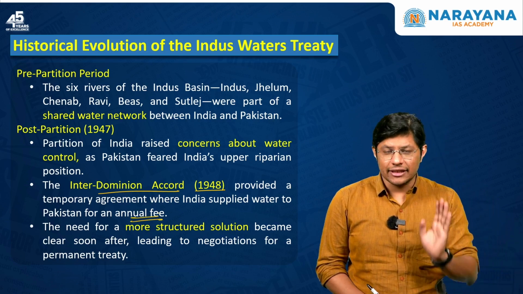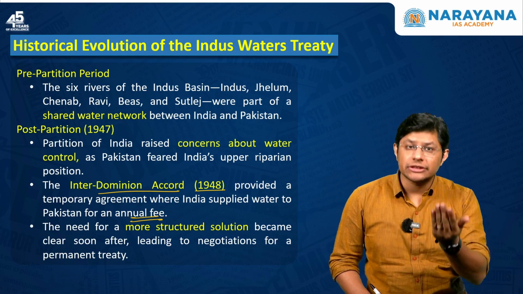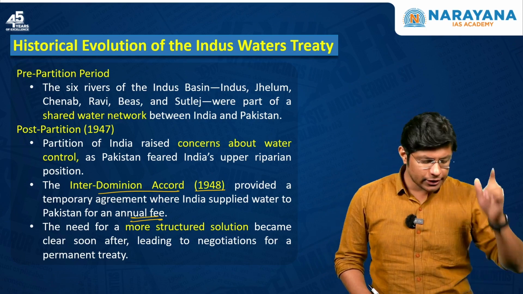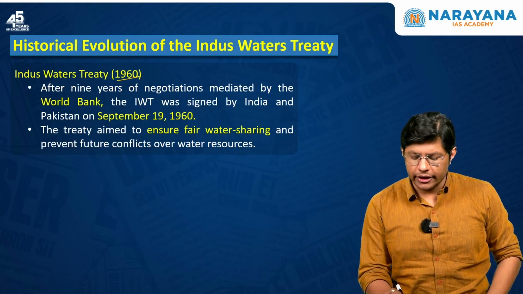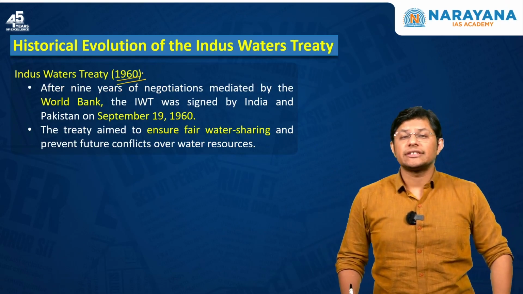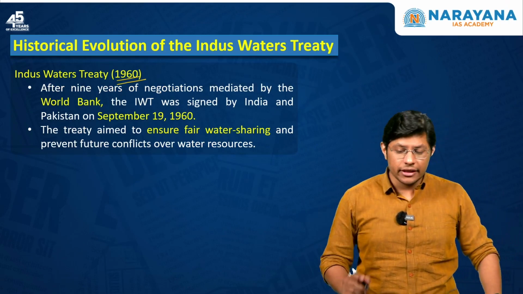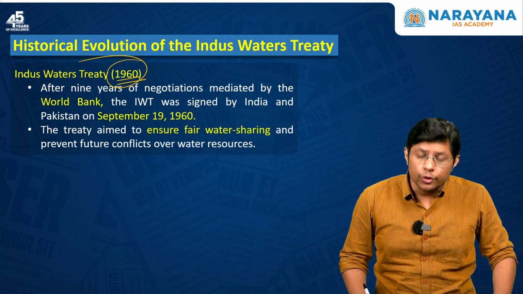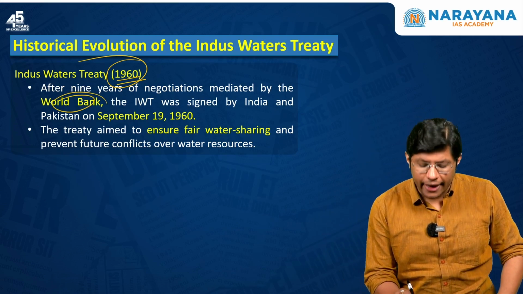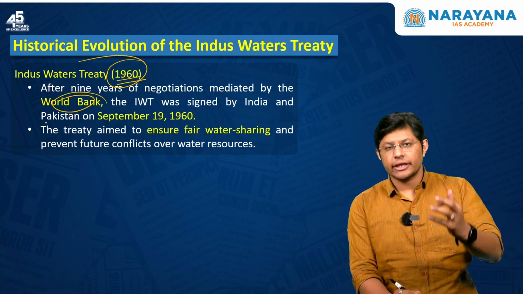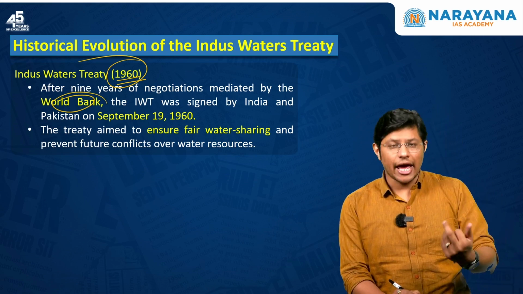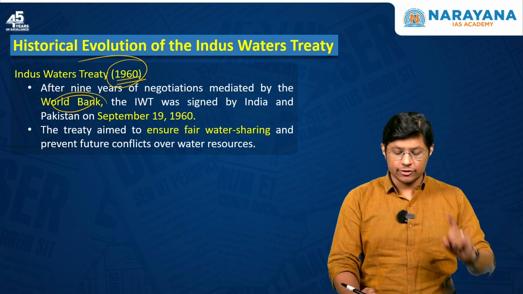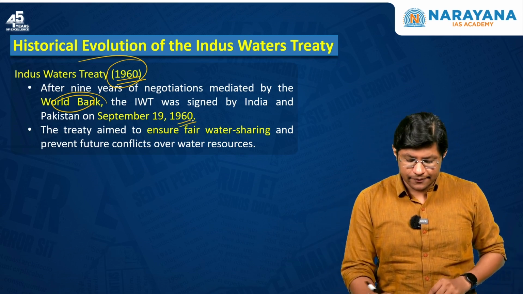However, both countries realized that there has to be a permanent solution to this issue, which led to the Indus Water Treaty. Now, the Indus Water Treaty was signed between both the countries in the year 1960. Very important to note is the fact that the World Bank actually negotiated and brokered this agreement between India and Pakistan, which was signed in the year 1960.